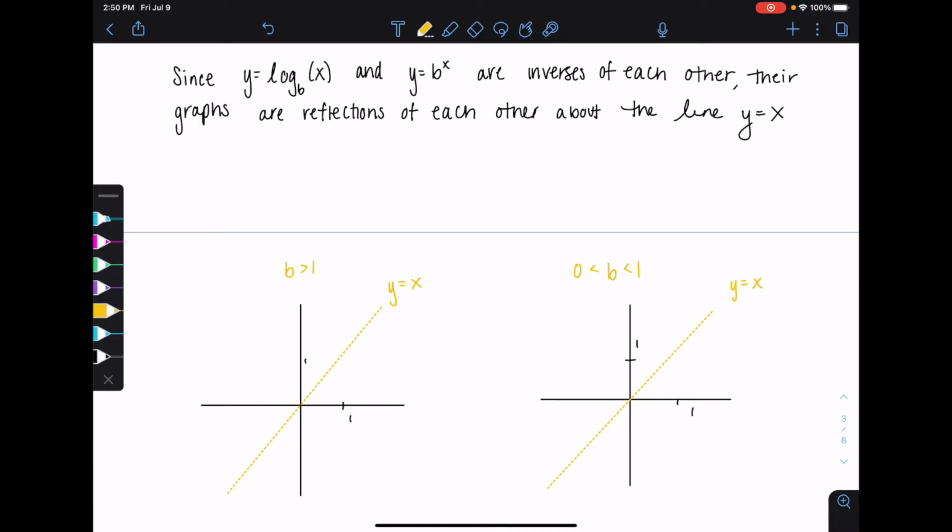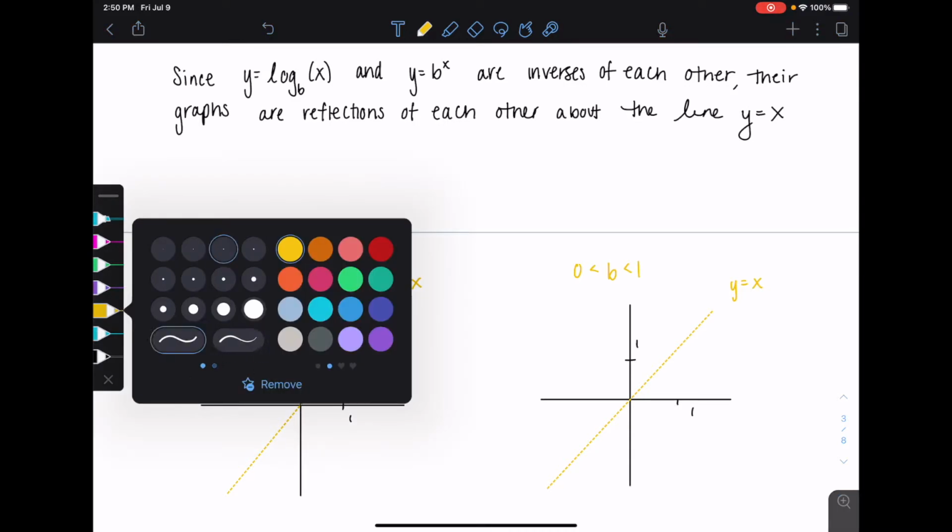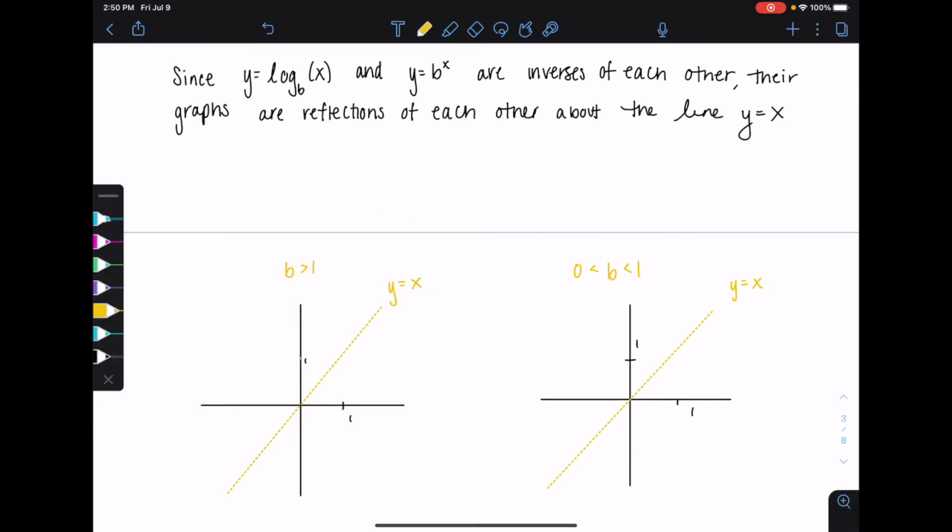Okay? But for our exponential function, it goes through the point (0, 1). The base is bigger than 1. It looks like this. So that's y equals b to the x. We have our point here at (0, 1). When you flip that, it goes through the point (1, 0). And the graph instead will have this reverse image. So this is what log base b of x looks like.